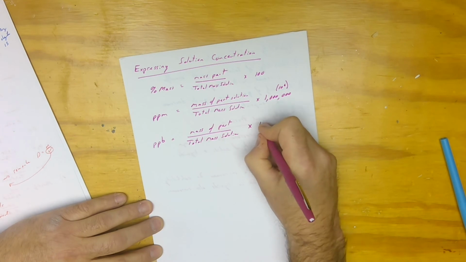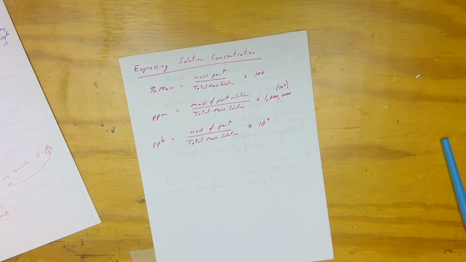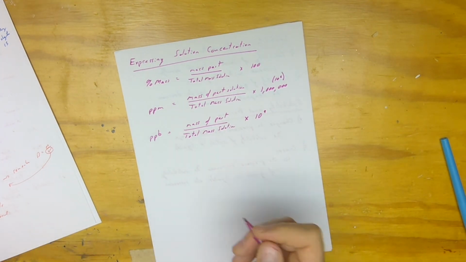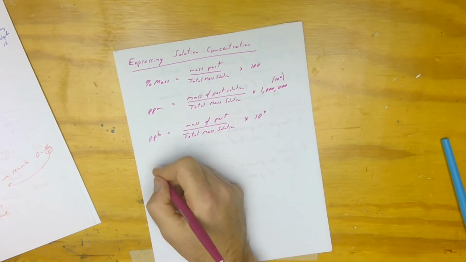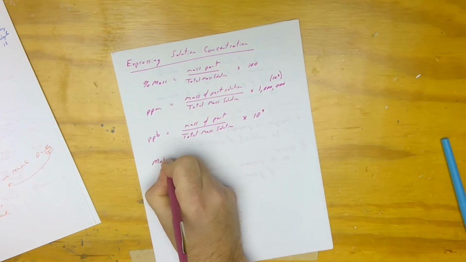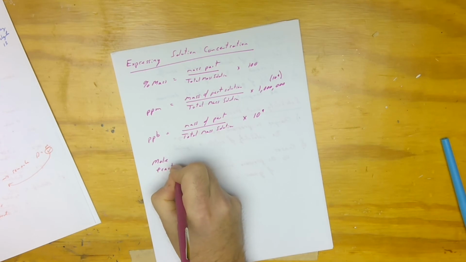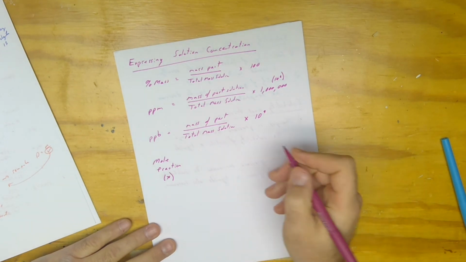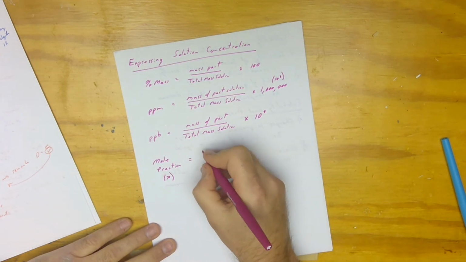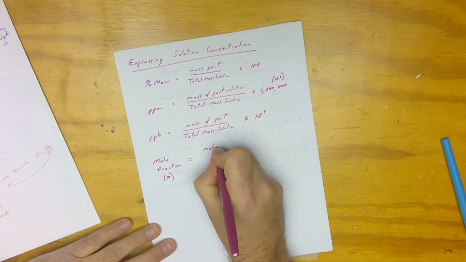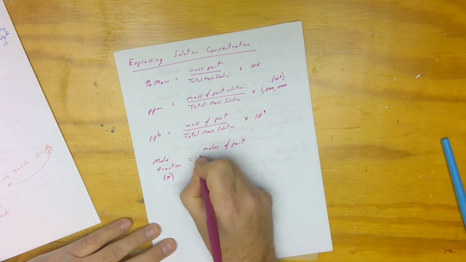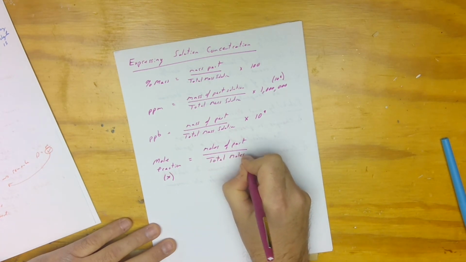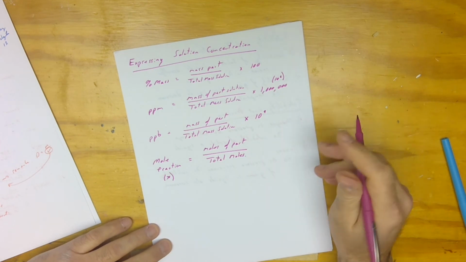Right, and we'd multiply by 10 to the 9th. Okay. So these are 3 ways that we can express concentration. Another way we can express concentration is mole fraction, or chi. And remember, our mole fraction is just the moles of the part over total moles. Okay, so we can express concentration using mole fraction.